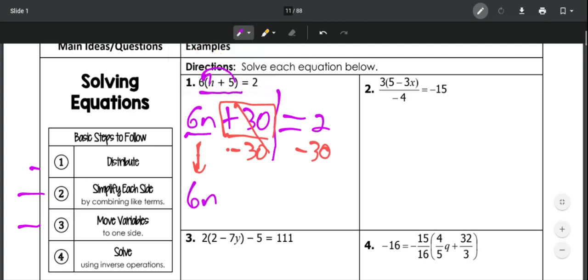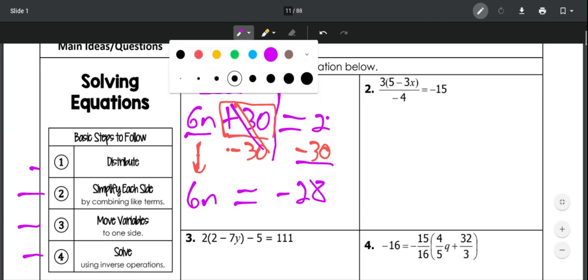So we're going to have 6n here. This is gone, so that's now 0. So we're just going to have equals 2 minus 30, which is going to be negative 28, I believe. Yes. Now, we have to do this step as well again, because we need this to just be n.